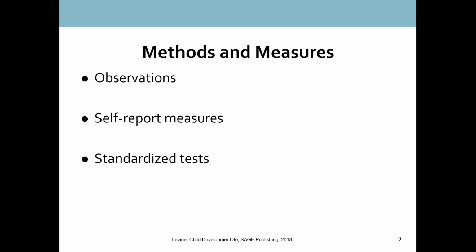And there are two basic types of observation methods. Let me start with naturalistic observations. The second will be laboratory. Naturalistic observations are when you go in the real world to observe behavior as it naturally occurs.